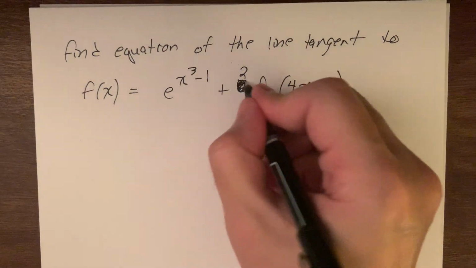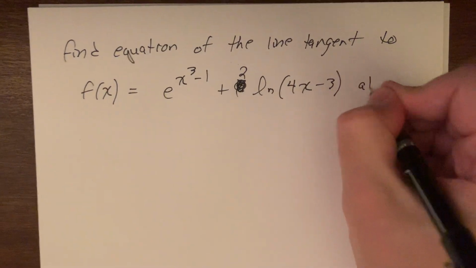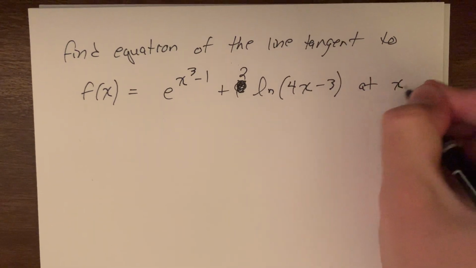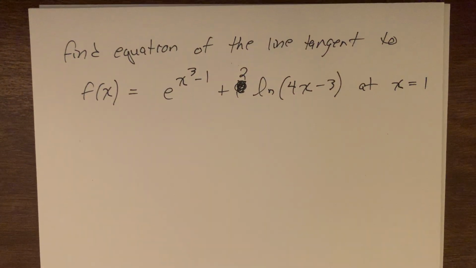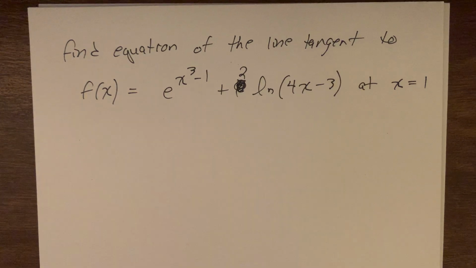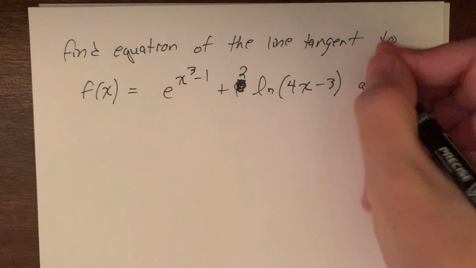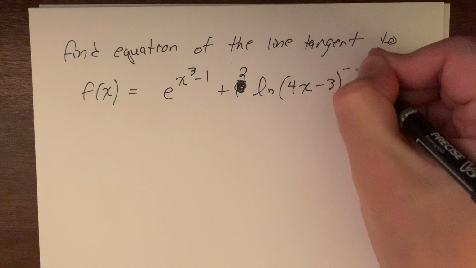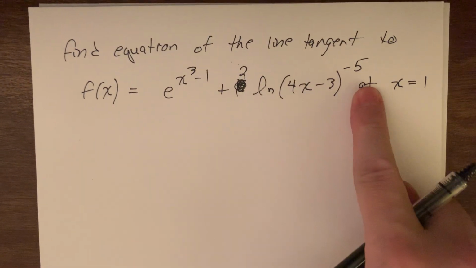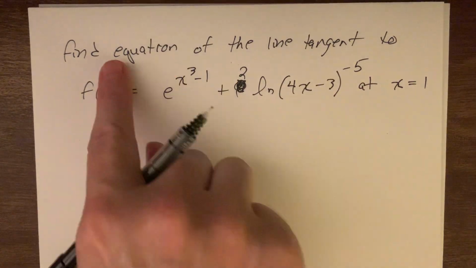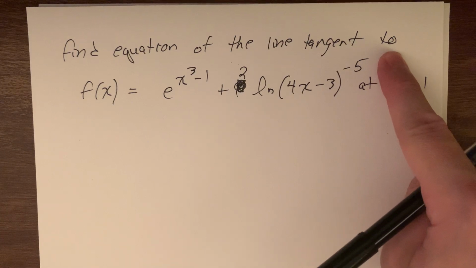And that's enough. We don't need more pieces. That's enough here. And let's find the equation of that tangent line at x equals 1. Okay? Actually, you know, let's just add one little piece. Let's put a minus 5 at the end. So, equation of the tangent line. I need an xy pair, and I need a slope.